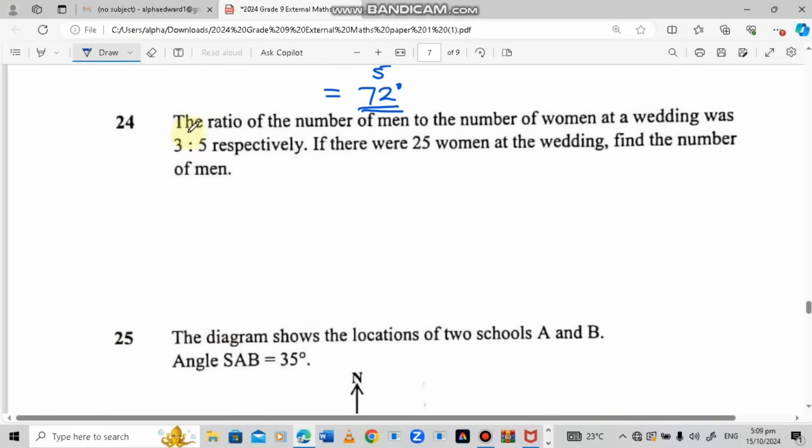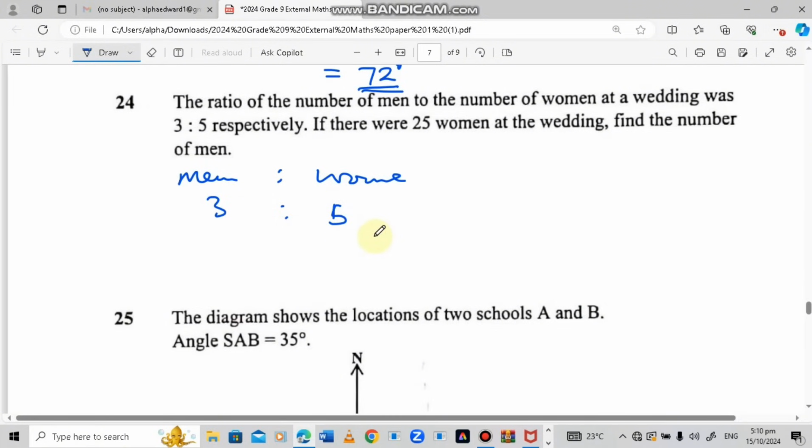Question 24. The ratio of the number of men to the number of women at a wedding was 3 to 5. So the ratio of men to women is equal to 3 to 5. If there were 25 women at the wedding, find the number of men.